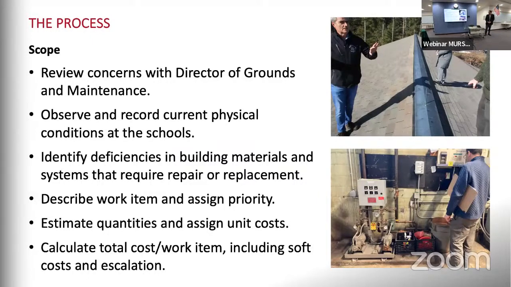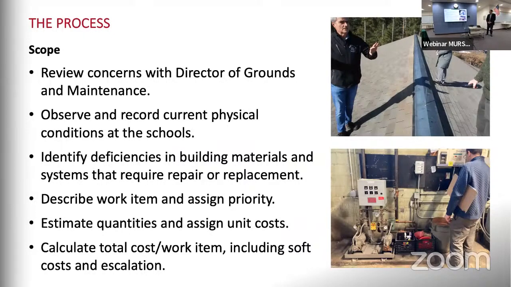And then finally, we calculate the total costs for these work items, and then we add something on top of that for what we call soft costs. And soft costs are the design contingencies, the construction contingencies, the administrative costs, the architect and engineering fees, all of the costs that represent the total costs outside of the basic construction costs. And we use a factor of 30% for that.